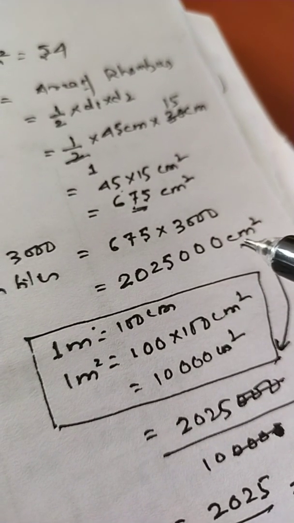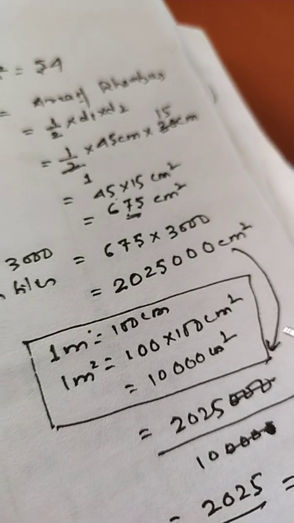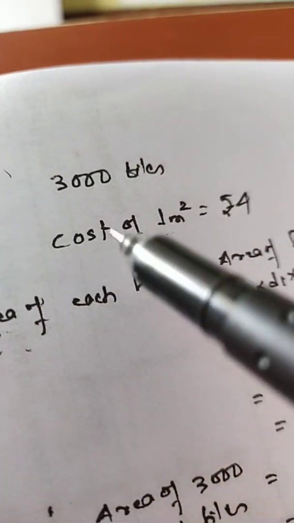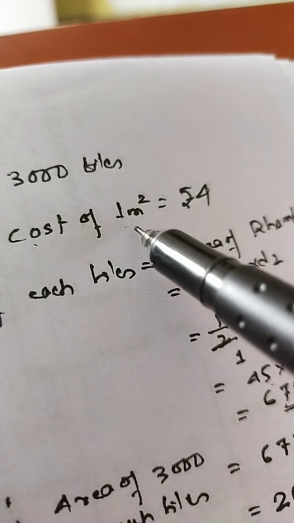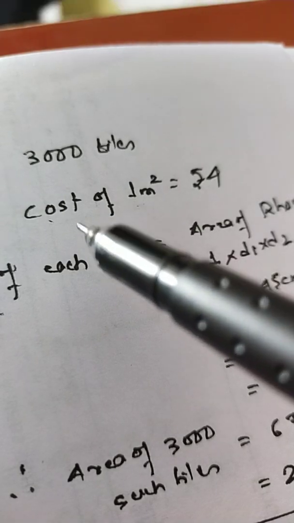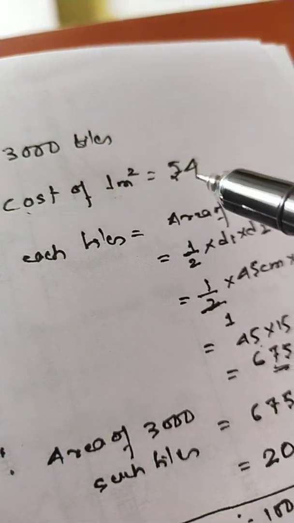Now here you have to do one very important thing. You have to convert this centimeter square into meter square form. Why are we converting centimeter square to meter square? You see, the cost of 1 meter square is given. It is not given that the cost of 1 centimeter square is rupees 4, but instead it is given that the cost of 1 meter square equals rupees 4.